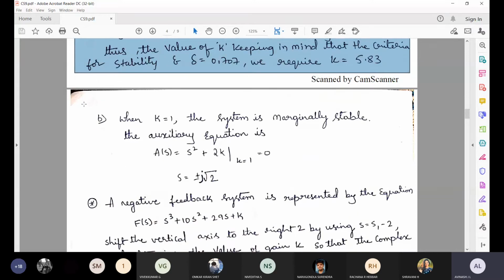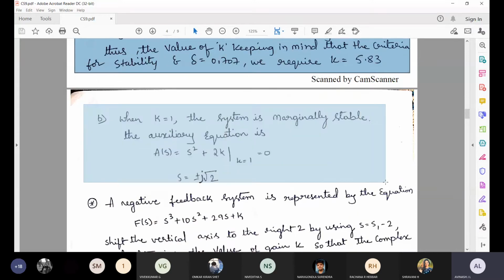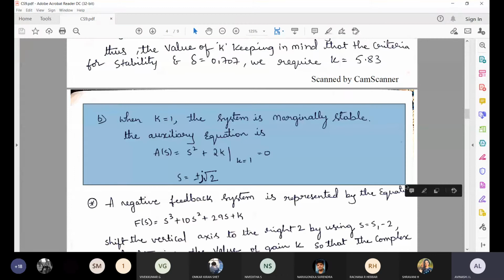Okay, so now when k equal to 1, what happens? We'll take this one. Please write this one. When k equal to 1, the system is marginally stable. Okay, so the auxiliary equation is what? S square plus 2k when k equal to 1. So the s value will be plus or minus j root 2, we will get.